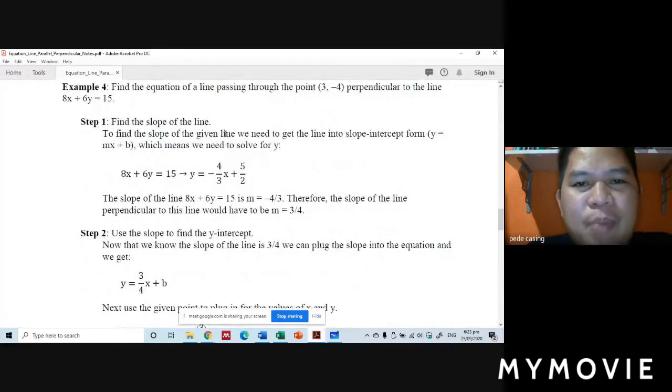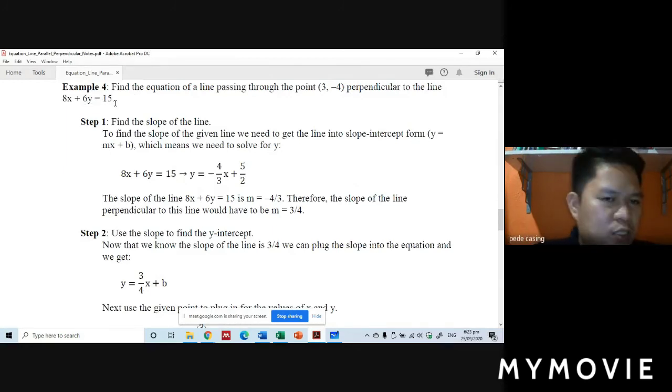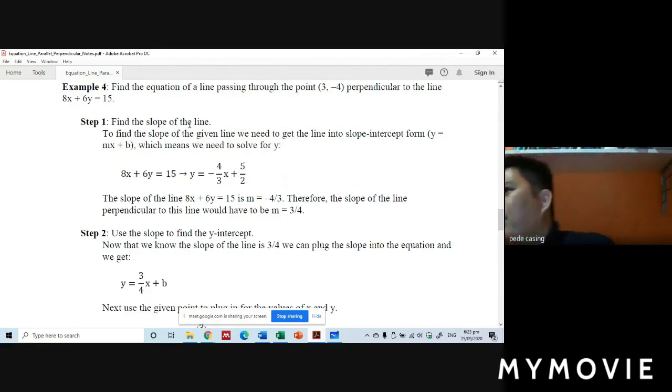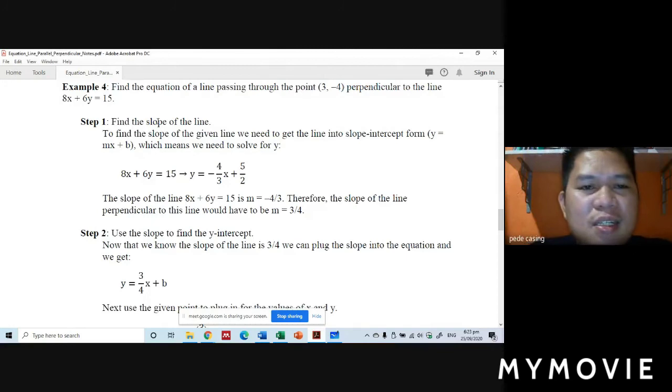Find the equation of a line passing through the point (3, -4), perpendicular to the line 8x + 6y = 15. So for our solution, we have to find the slope. To find the slope of the line, using the shortcut method, 8x + 6y. Di ba ang shortcut? Negative lang nato ang a, mahimo siya -8/6, no? That is -4/3. Kay i-reduce to lowest term, mahimo siya -8/6 or -4/3. So m na to is -4/3.